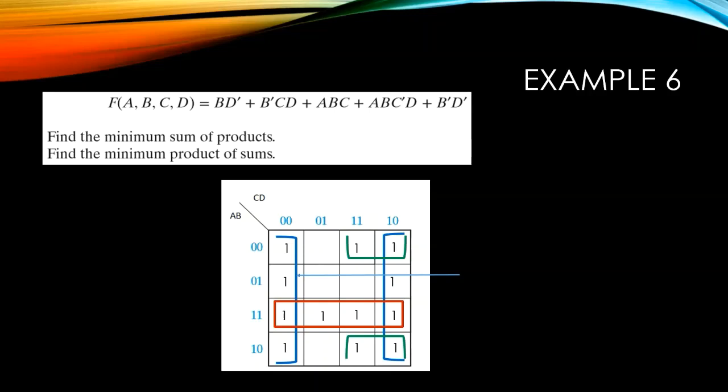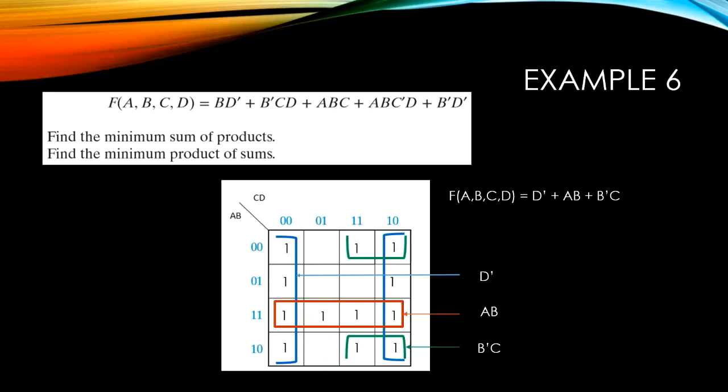So let's start with the blue. The equation will be represented by D not. And for the red, AB. And for the green, only B and C didn't change. B is 0, so B not, and C didn't change, so B not C. And just OR these, and we have the simplified SOP.